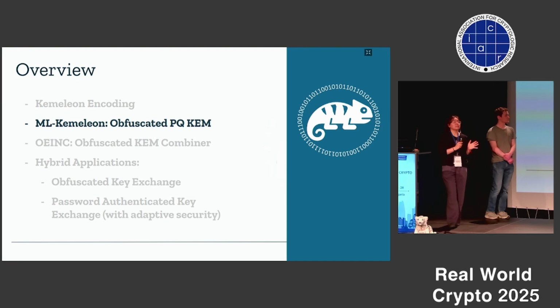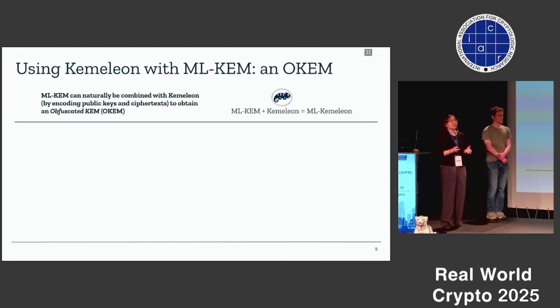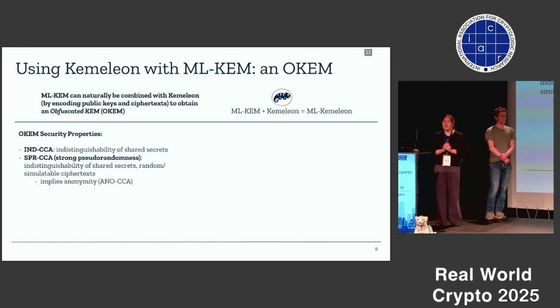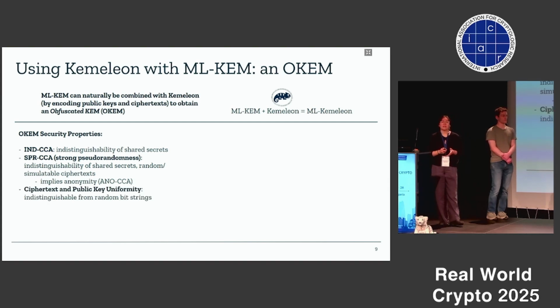Okay, so we can take our Kemeleon encoding and naturally combine this with MLKEM by encoding public keys in ciphertext, to obtain what we call an obfuscated KEM, or an OKEM. And the security properties that we care about for OKEMs are standard IND-CCA security, SPR-CCA, which means strong pseudo-randomness, and this captures indistinguishability of shared secrets and that ciphertexts are random or simulatable. And this implies standard notions of anonymity for KEMs. And then lastly, ciphertext and public key uniformity, which capture the indistinguishability of these objects from random bit strings.